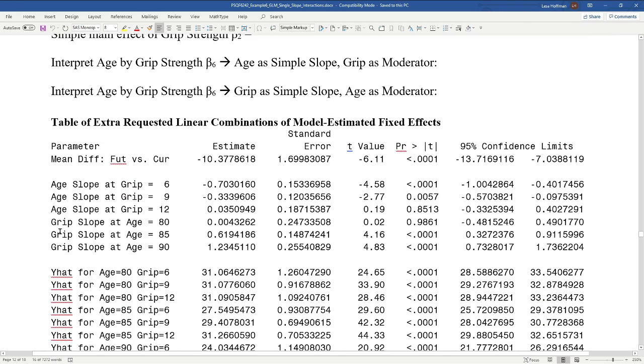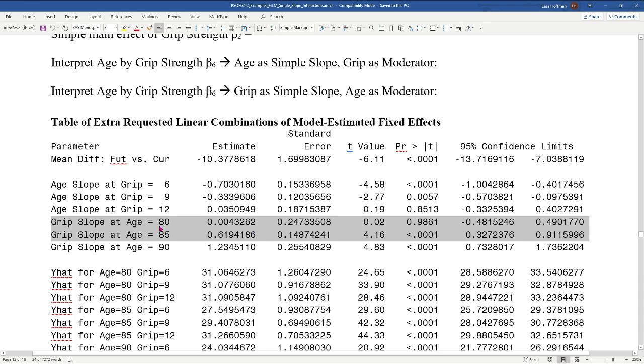So we could go down here and look at the grip strength slopes then. And it was significant at age 85. That's what the model just told us. It becomes more positive as age increases, and so it's still significant at 90. But look at what happens at age 80. Somewhere between age 85 and age 80, this grip strength slope becomes non-significantly positive. Somewhere between the two here.